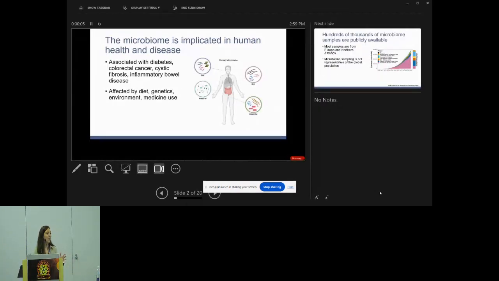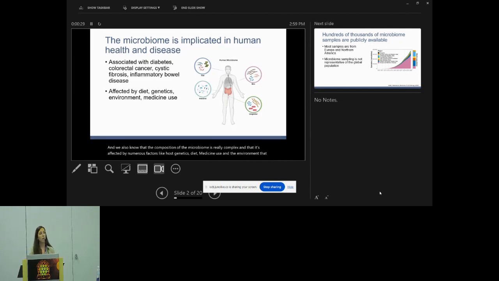So most of us here know that the microbiome is really important for human health and disease. I probably don't have to convince most of you of that. We know that the microbiome has been implicated in a number of different health and disease conditions that range from colorectal cancer to inflammatory bowel disease and even cystic fibrosis. And we also know that the composition of the microbiome is really complex and that it's affected by numerous factors like host genetics, diet, medicine use, and the environment that you're in.